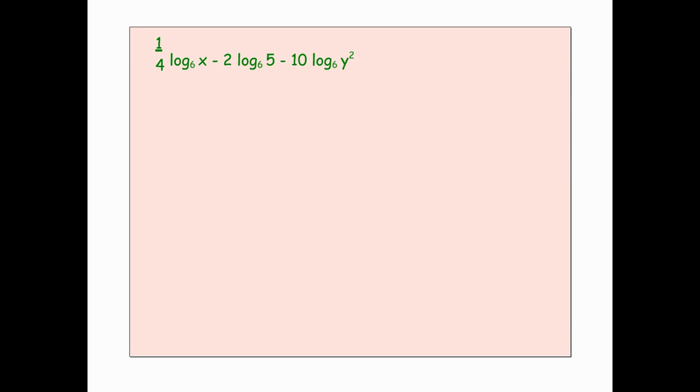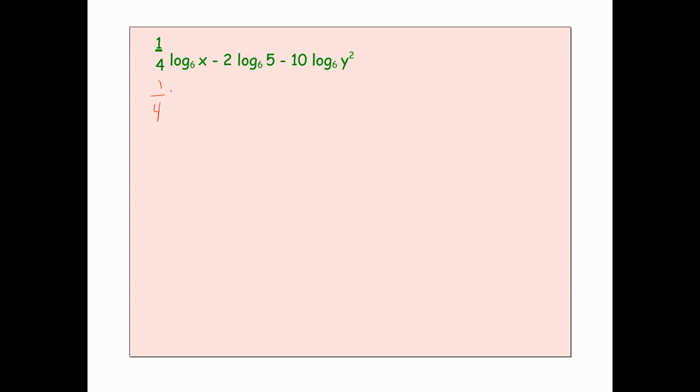All right, here's another example. Notice that there's two things being subtracted. I talked a little bit about this yesterday, that what you're going to need to do is factor out the negative because you're subtracting and subtracting. So what's actually happening is 2 log base 6 of 5 minus 10 log base 6 of y squared is actually being added together. There's more than one correct way of tackling this, but I'm going to show you what I would do.